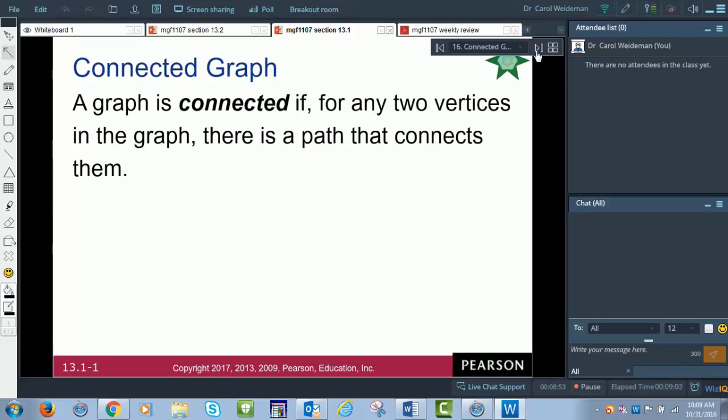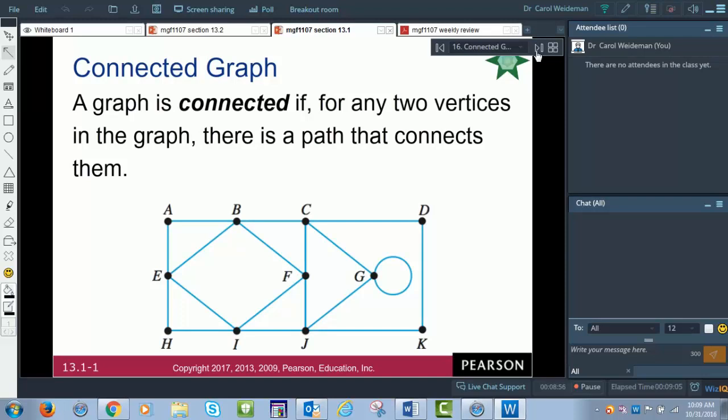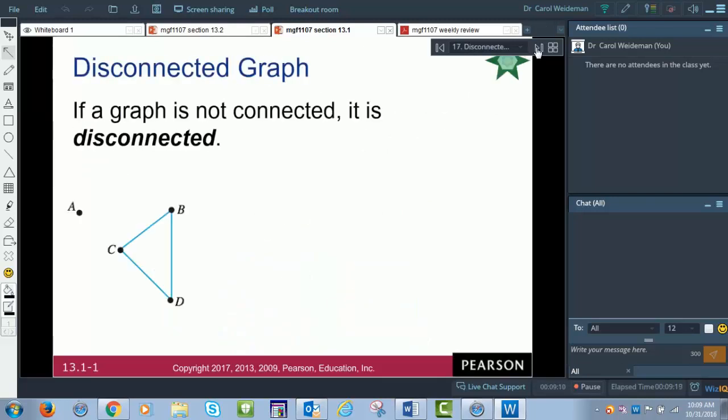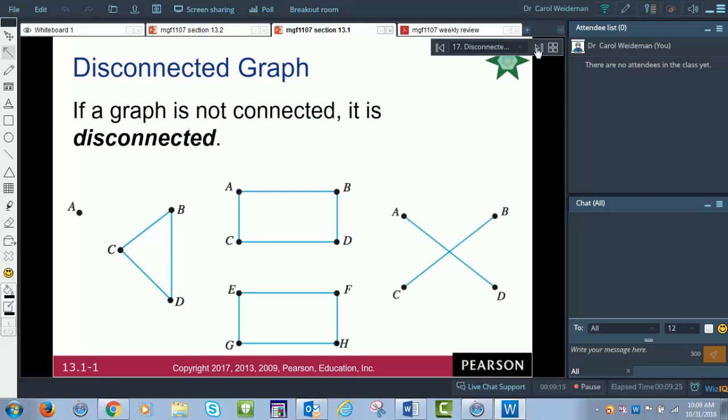A graph is connected if for any two vertices in the graph, there's a path that connects them. So here's a connected graph here. Any two vertices I pick here, there's a path that connects them to one another. If a graph is not connected, it's called disconnected. So here's a disconnected graph. Here's a disconnected graph, although it has the illusion of being connected. Remember, there's no vertex here because it's not indicated with a letter. And again, notice there are vertices on this part of the graph that are not connected to vertices over here, so this graph is disconnected.